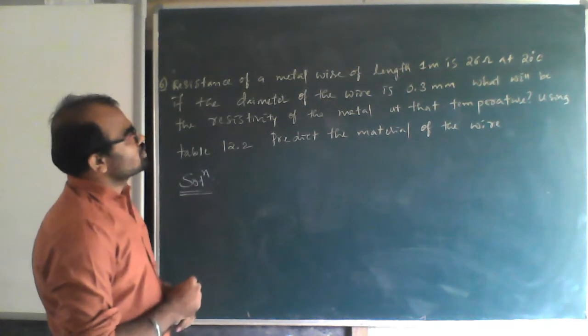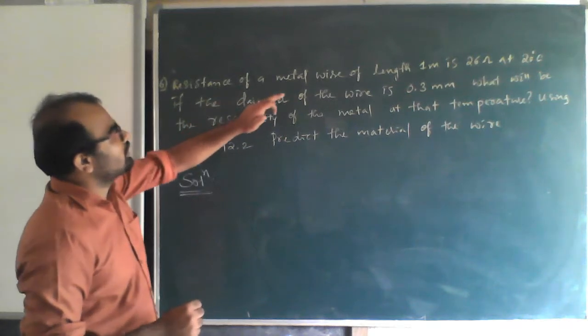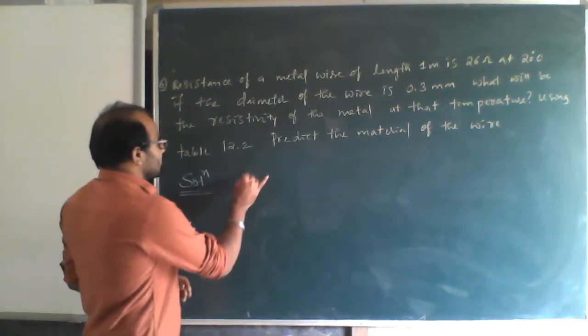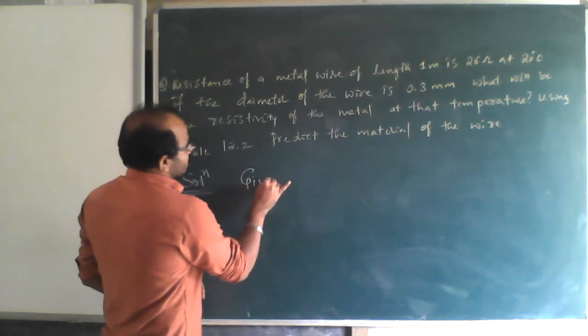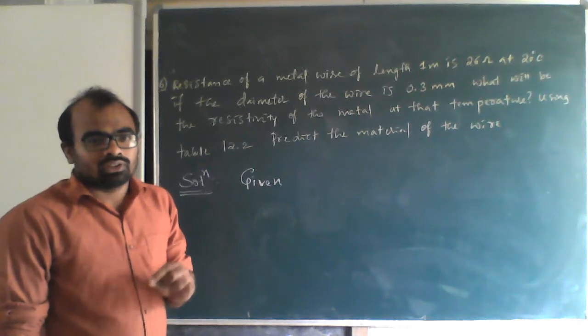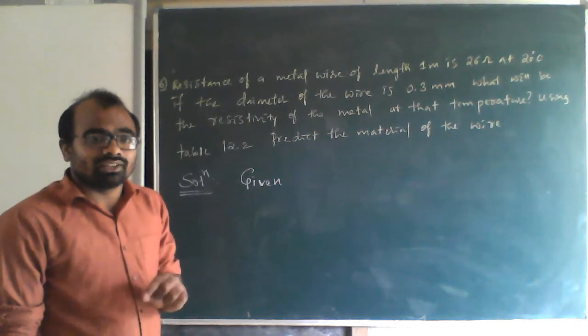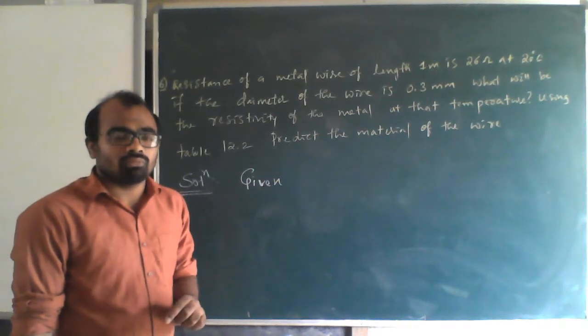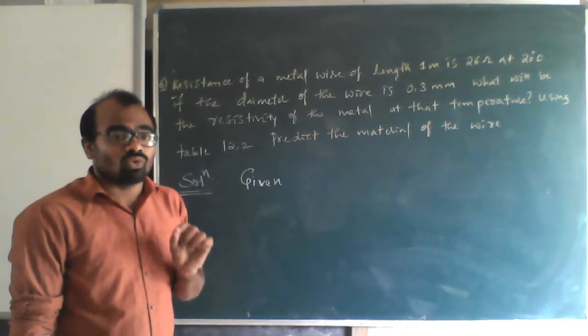So what is the solution? Resistance of a metal wire of length 1 meter. What they have given has to be written first. This is the first and foremost important thing to be written while solving the problem. While solving the problem, please write down what is given there.